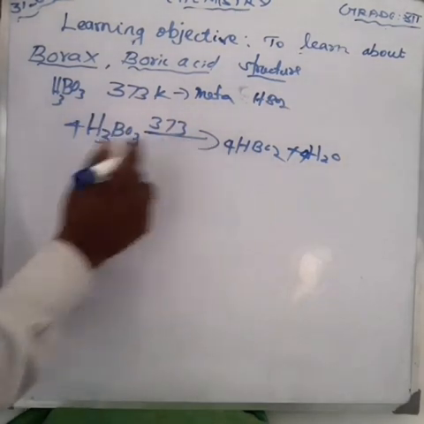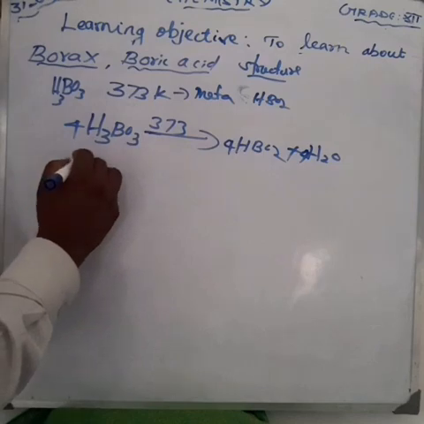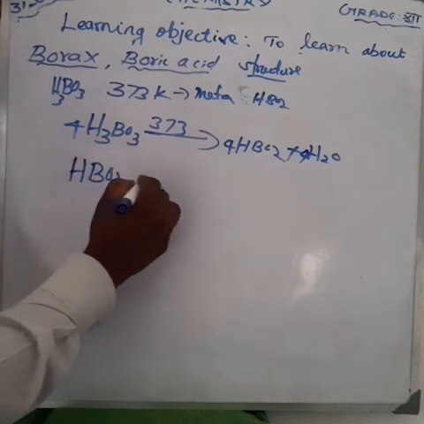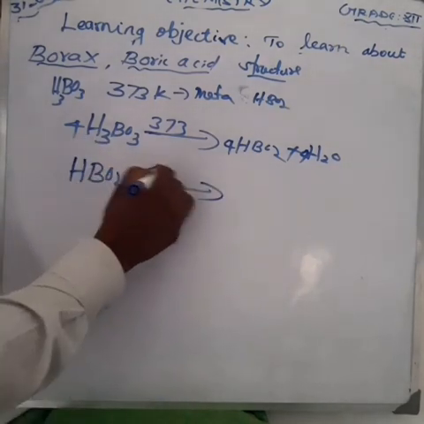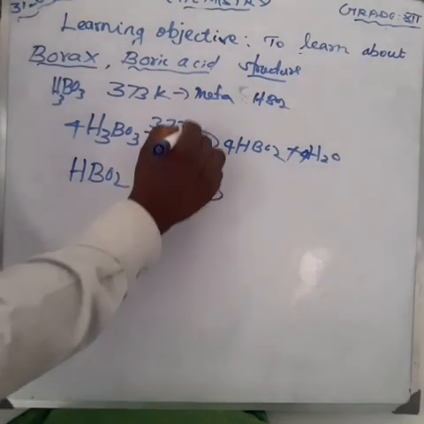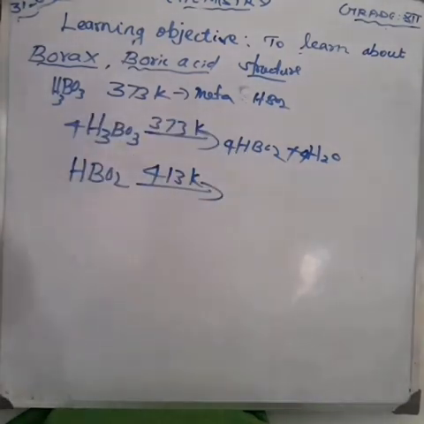Next, here we are taking metaboric acid. Am I right? What's the formula? HBO2. This when heated at 413 Kelvin gives borax. What is the formula?